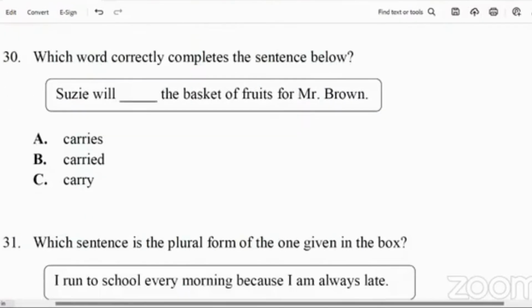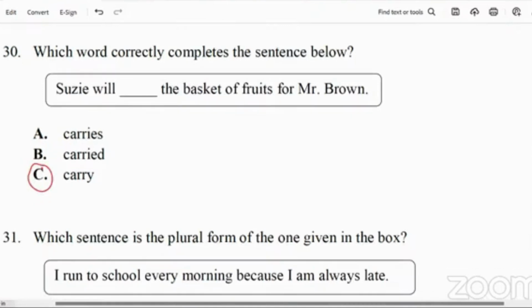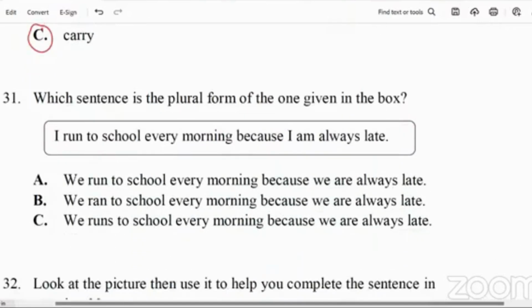Question 30. Which word correctly completes the sentence below? Susie will blank the basket of fruits for Mr. Brown. Susie will carry the basket of fruits. Susie will carry. The answer is C, carry. Actually, future tense.